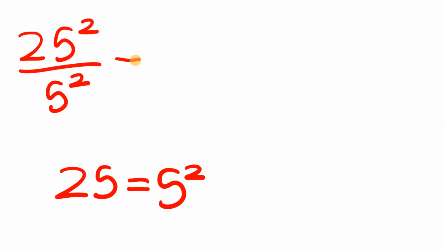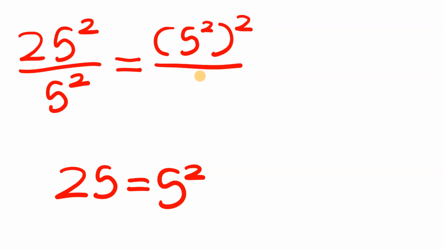But remember that 25 is equal to 5 squared. So what we can do is rewrite this 25 as 5 to the power of 2, and then this is to the power of 2, so it's going to be 5 to the power of 2 to the power of 2. Replace the 25 with 5 to the power of 2, and this is over 5 squared.